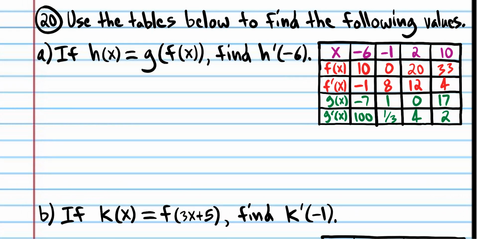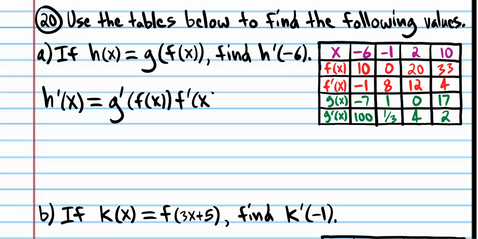So, same type of problem. We need to find h prime of -6, but we can't do that until we find the h prime function. So we're going to find the derivative of the outside function, keep the inside function, and then multiply by the derivative of the inside function. Again, it's 3 steps for the chain rule. You always use the chain rule when you have a composite function. So now we're going to replace x with -6.